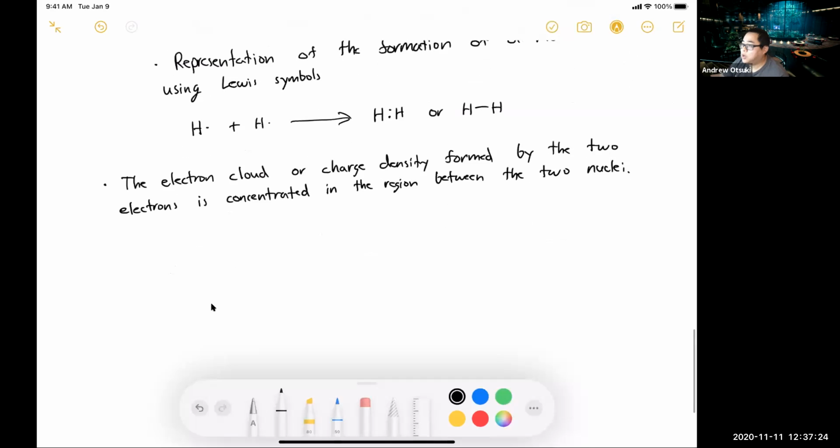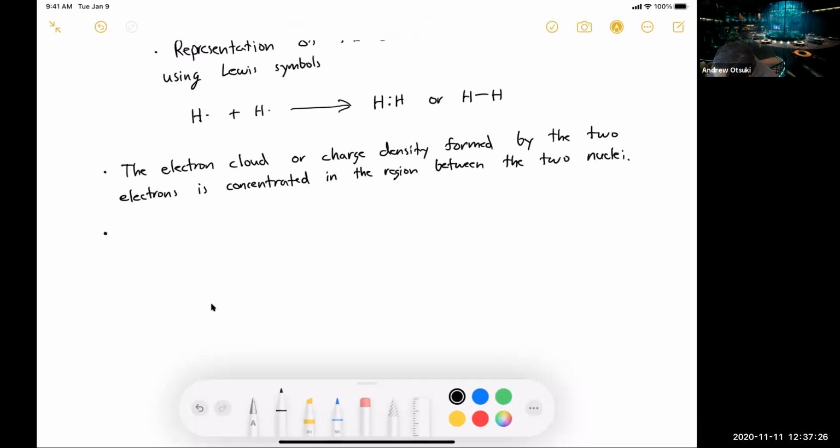Okay, another thing we have to talk about: we call this the charge density, or electron cloud, because the electrons form one unit to represent that concept. So next, let's talk about orbital overlap.